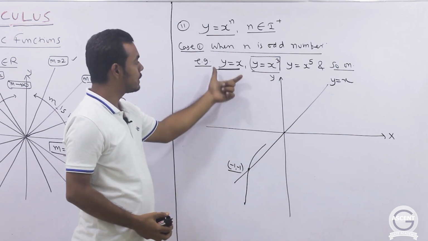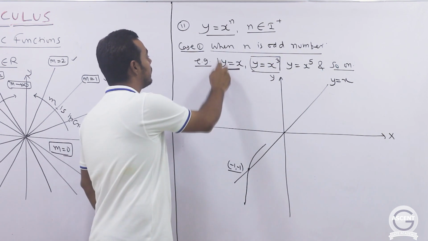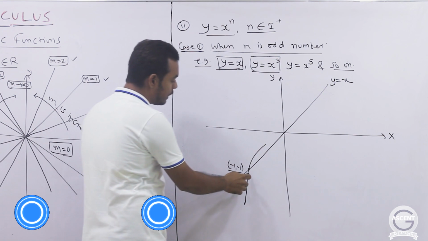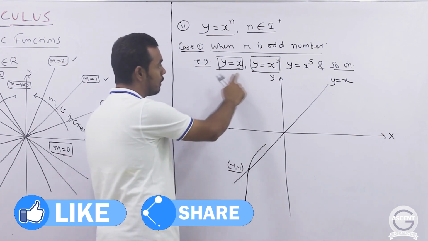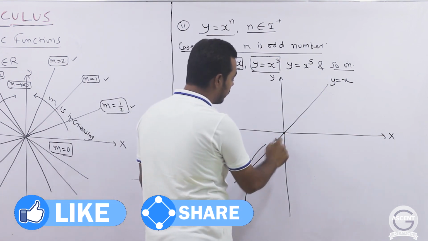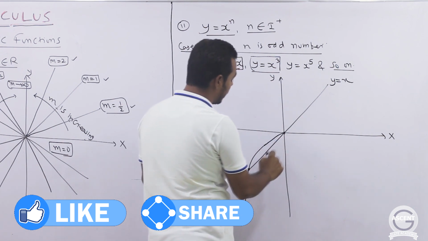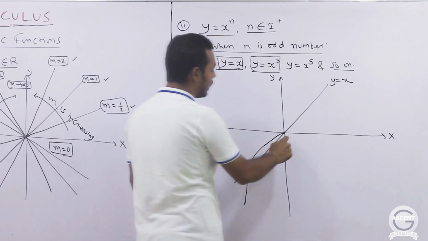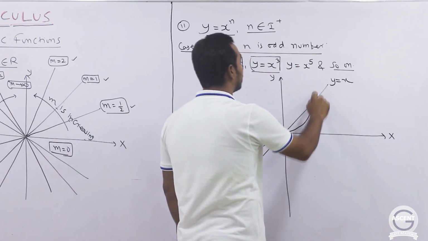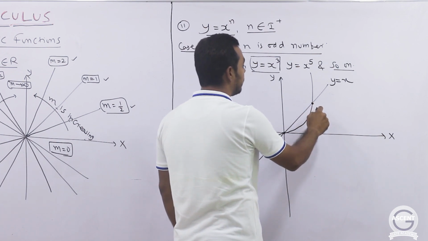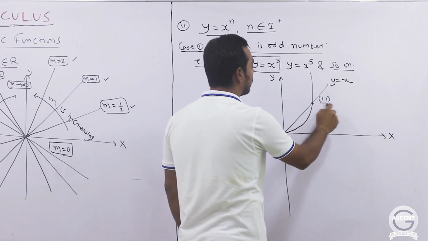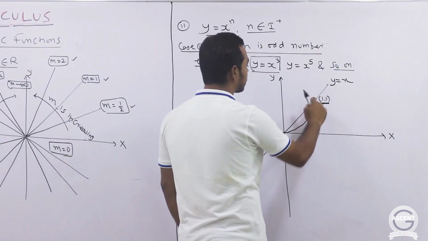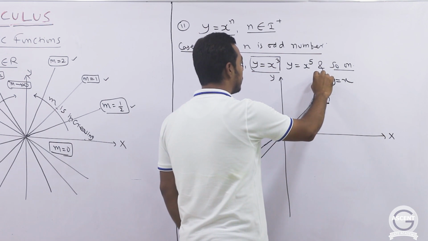Minus 1 is lying on both of these curves. It is on the line y equals x, and it is also on the curve y equals x cube. So this will be the point of intersection of these two curves. Then again these two will meet at the origin, because when x is 0, from both of these equations you will get y equals 0, and after this you will get a curve something like this. This point of intersection will be 1, 1. So this is your graph of y equals x cube. This will be the nature of the graph of y equals x cube.